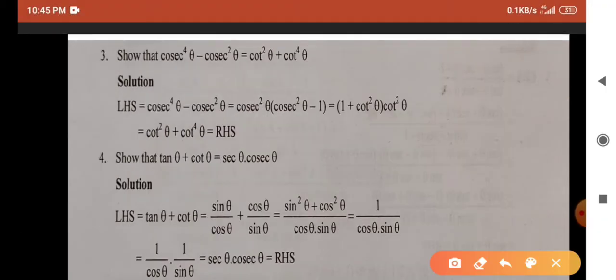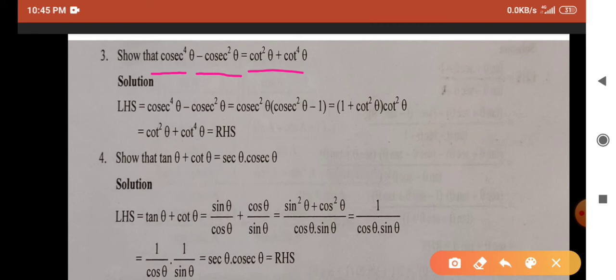Next, show that cosec to the power 4 theta minus cosec square theta equals cot square theta plus cot to the power 4 theta. Again, here also we have to show LHS equals RHS.